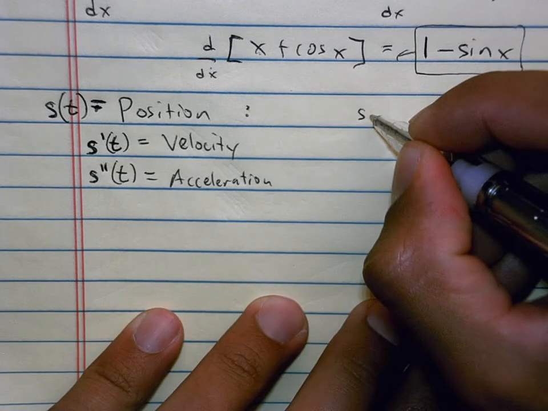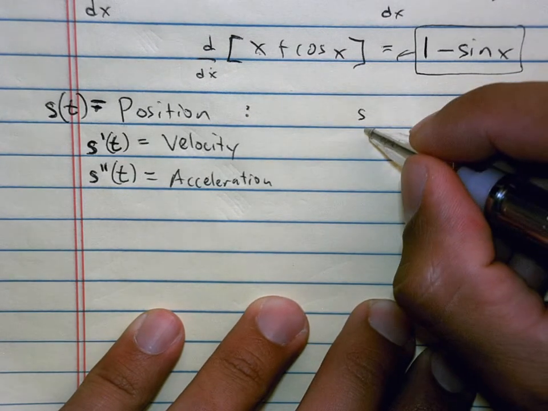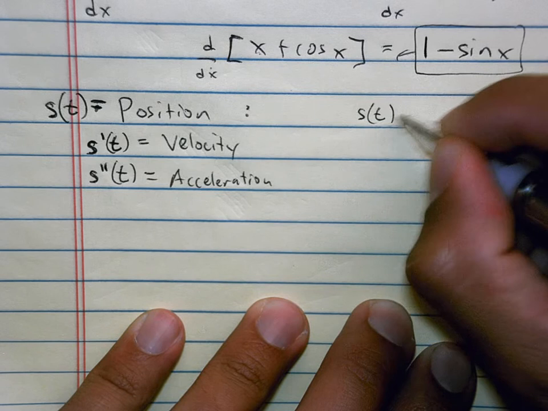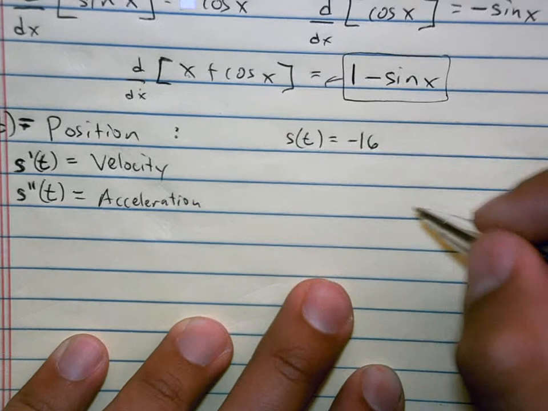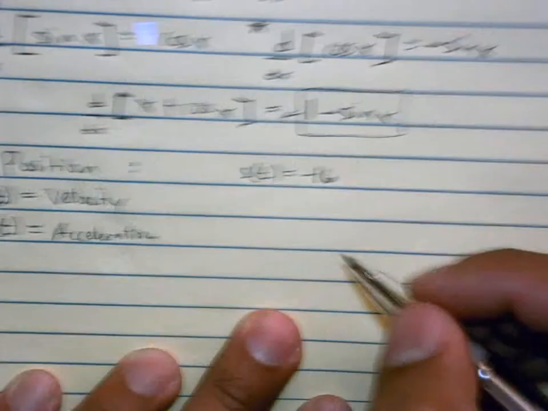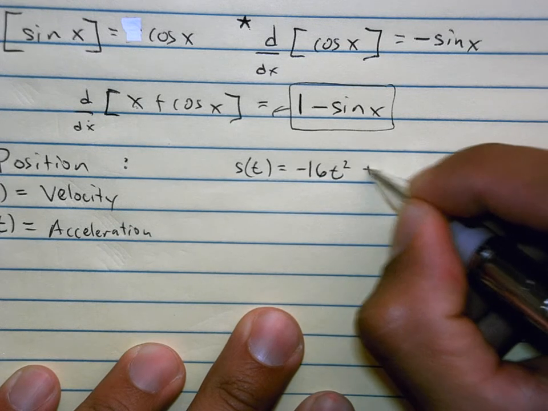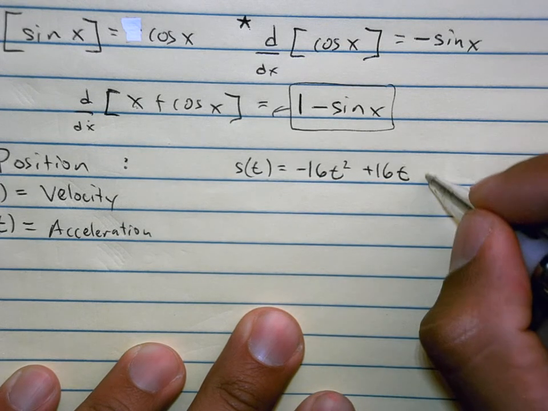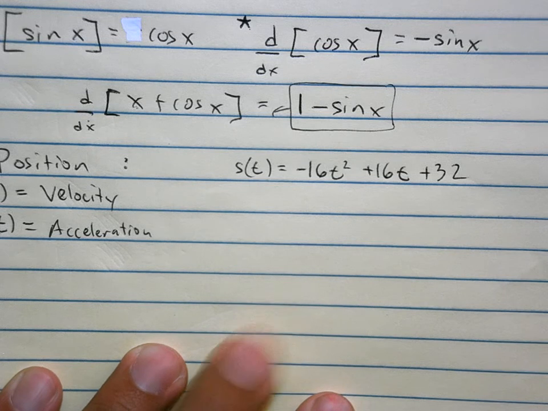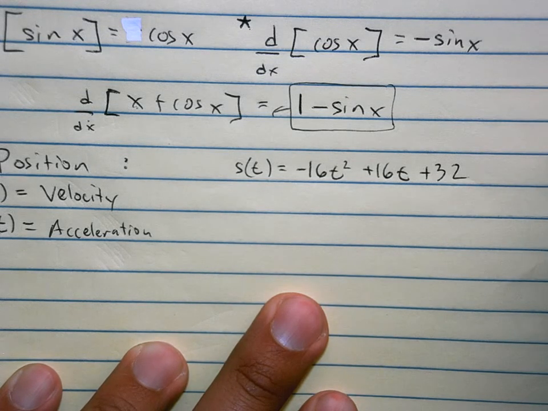Let's say I have a diver. The diver's equation is s equals negative 16 t squared plus 16t plus 32, where s is measured in feet and t is in seconds.